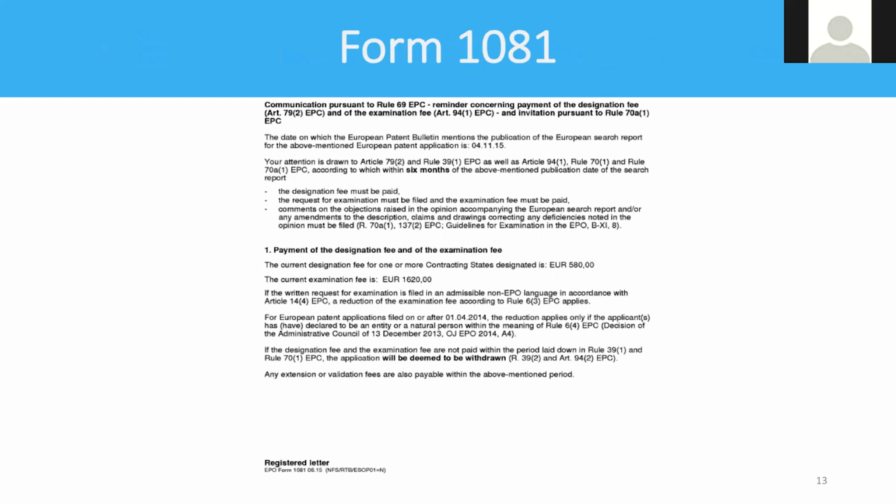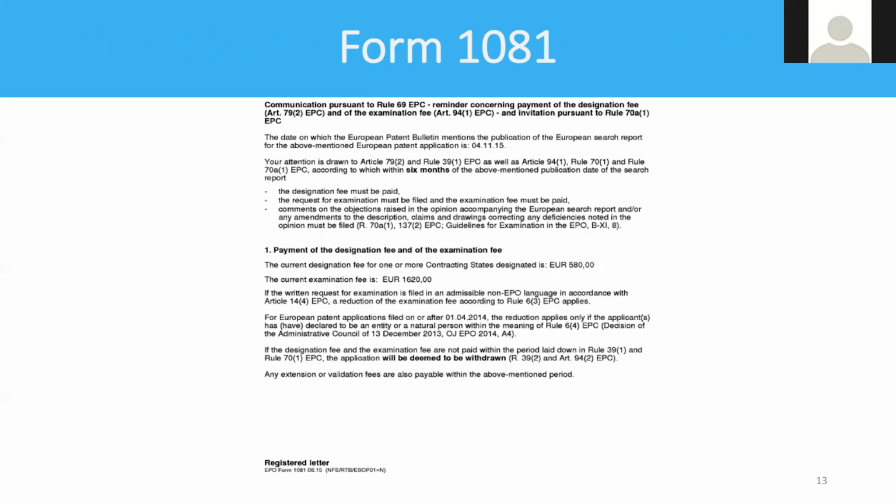So here's an example of a notification of the publication date. This particular one is Form 1081. And by the way, if you're not familiar with these documents, the form numbers on all of these documents are on the bottom of the document, typically in the bottom left corner, and you can see it in very small print on this one, EPO Form 1081 on the bottom left.